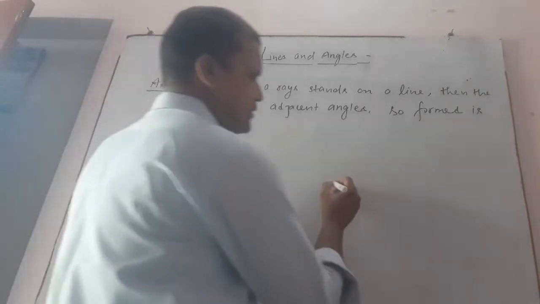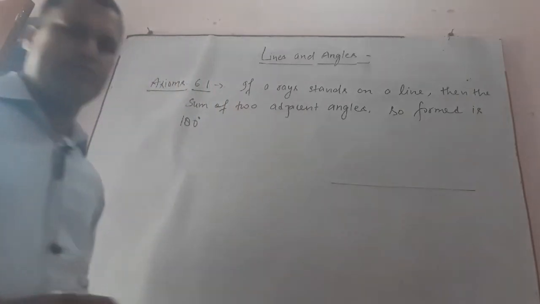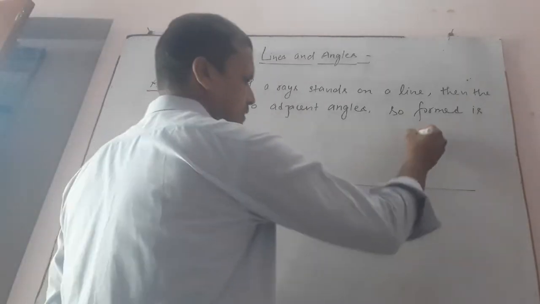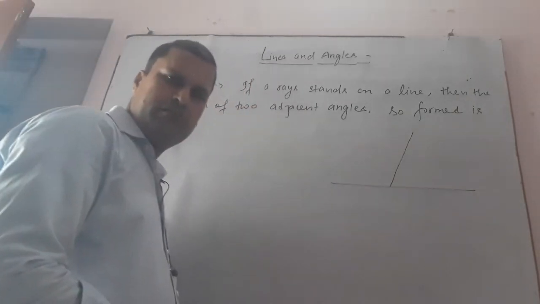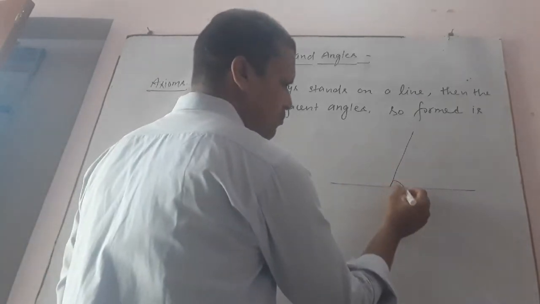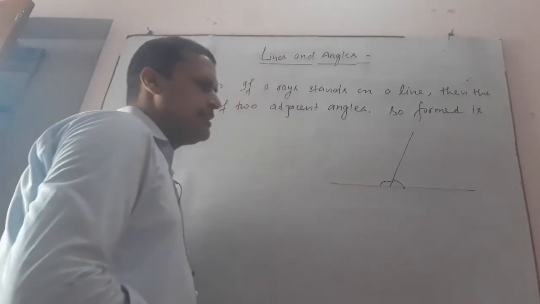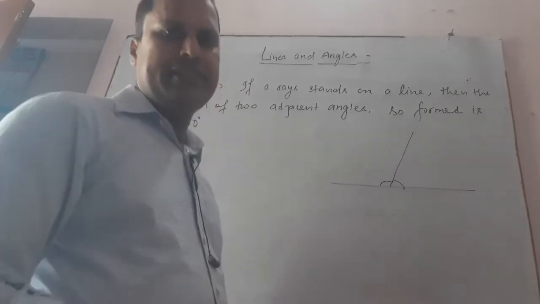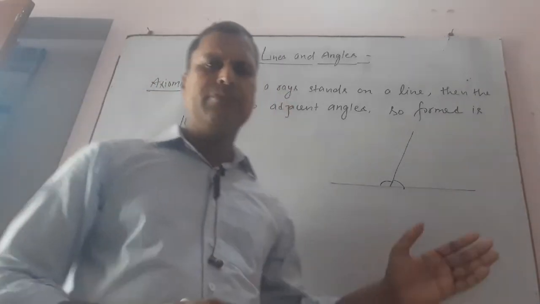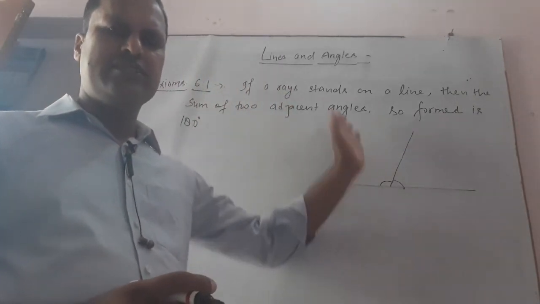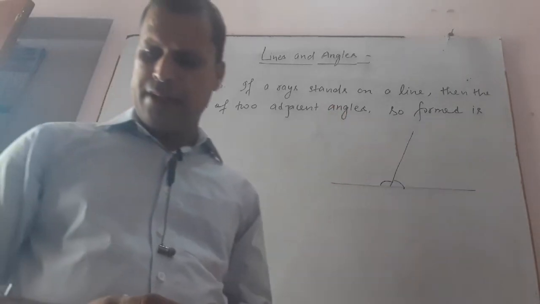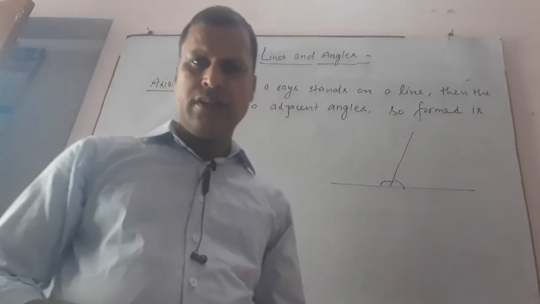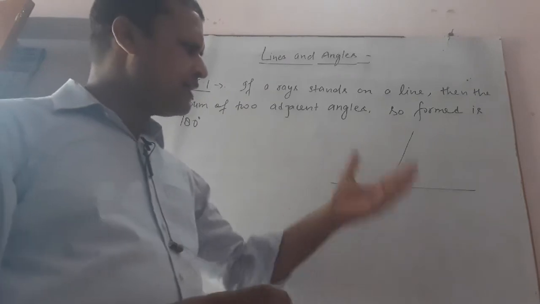It means this is a straight line. When a ray stands on it, then the sum of these two adjacent angles is 180 degrees. In your syllabus there is no need to prove this, since it is an axiom, and just the converse of that theorem.